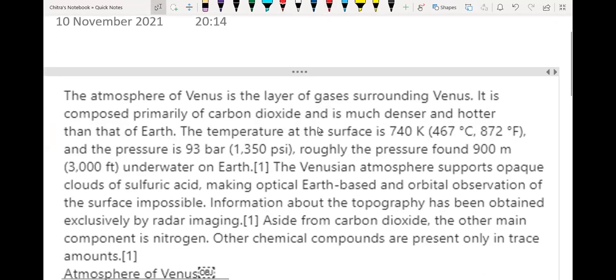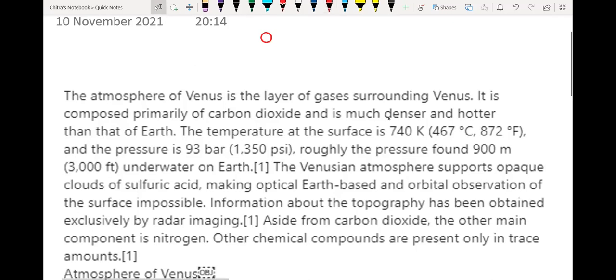How many planets do we have around the sun in our solar system? 9. 8. Yeah, including Pluto, 9. Pluto is not obeying the laws given by Kepler, Kepler's law. That's why Pluto has been removed from the list of planets. So let's discuss the sequence.